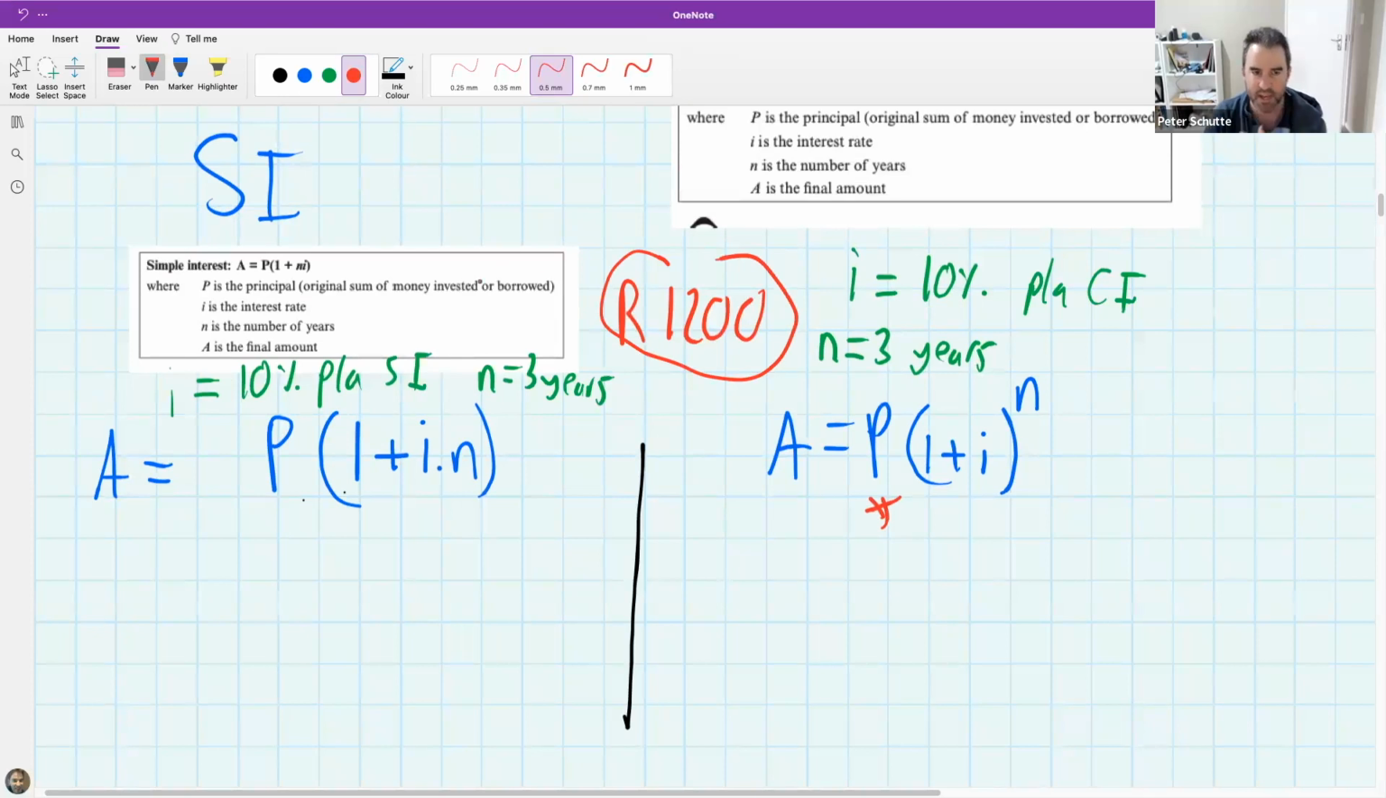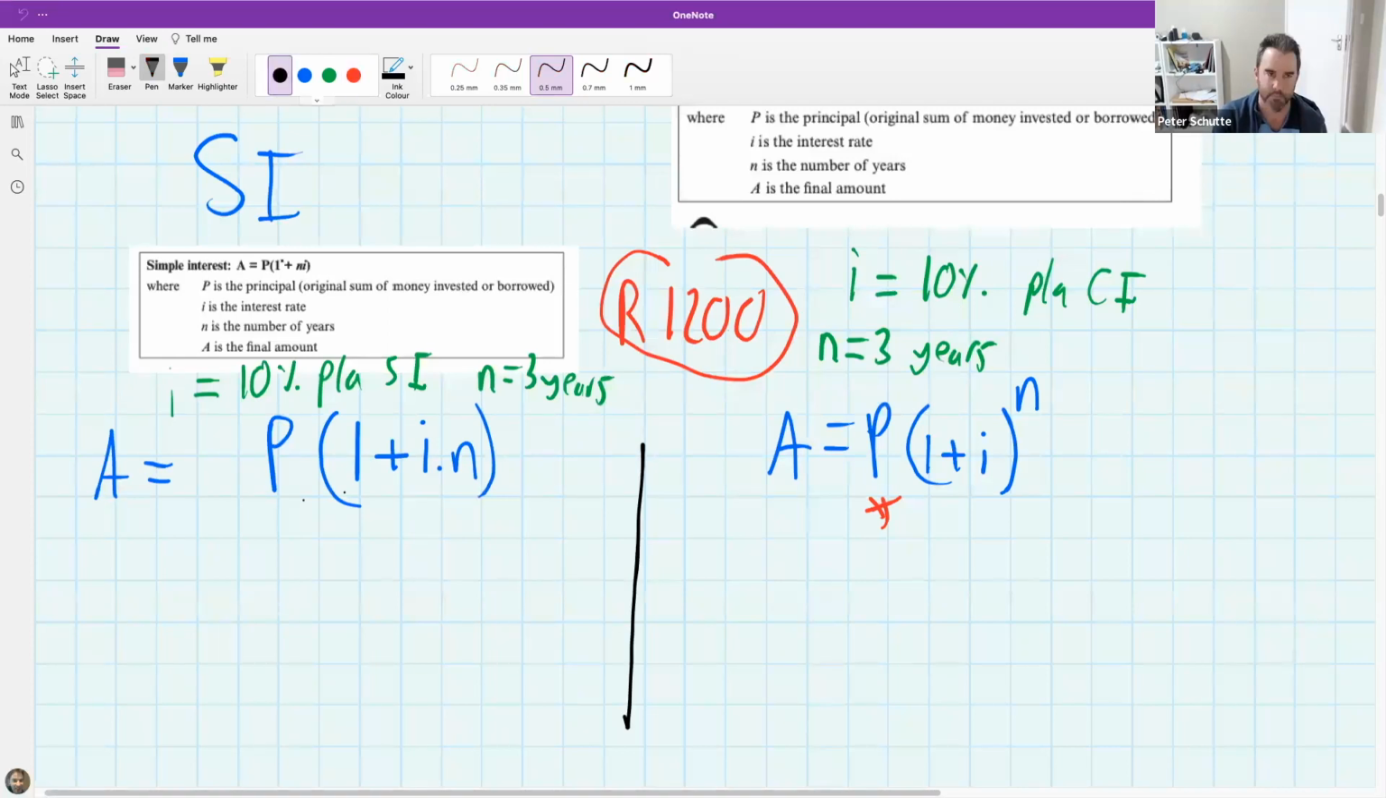So I'm about to compare, if I let 1,200 Rand grow at 10% per annum simple interest, and what I end up with compared to if I deal with 1,200 Rand invested at 10% per annum compound interest for 3 years. I'm basically comparing the 2 different formulas.